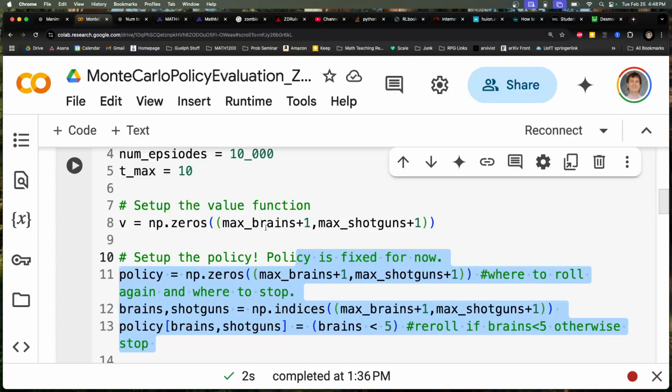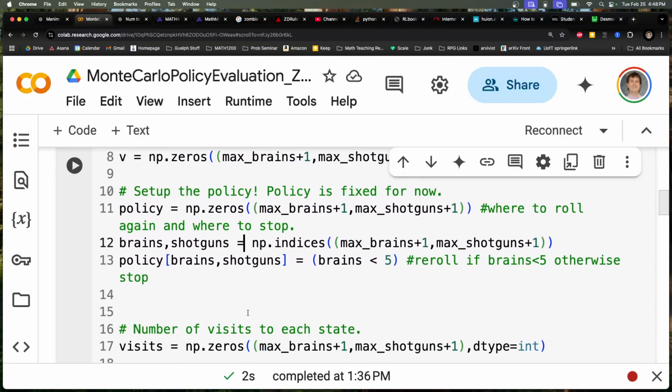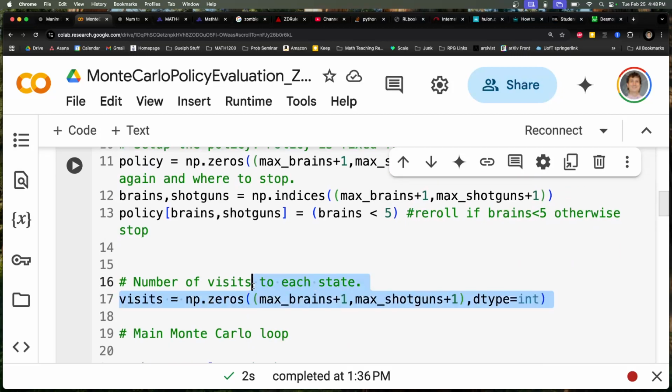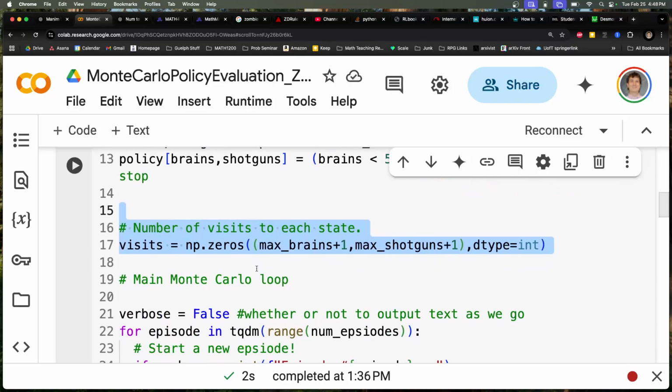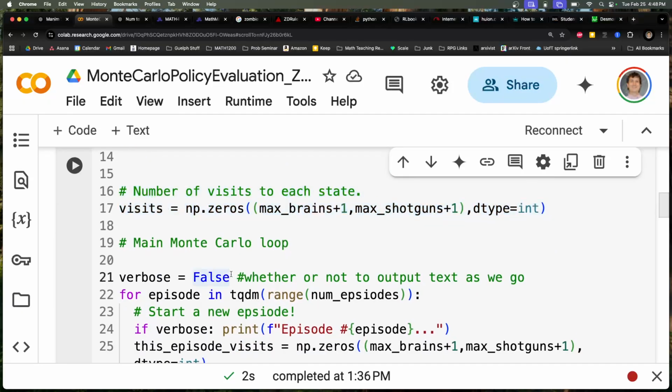And we're going to try to evaluate the value function v for this policy. So how do we do it? We're going to just loop over everything. I have this array called visits, and visits keeps track of how many times we visited each state. And here's the loop. We're going to loop over everything. This verbose flag tells me whether or not I should output some text as we go.